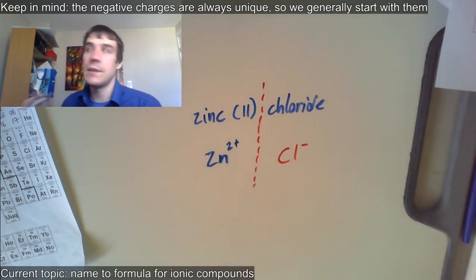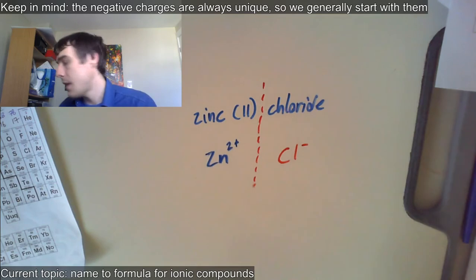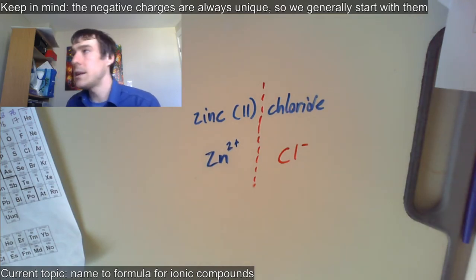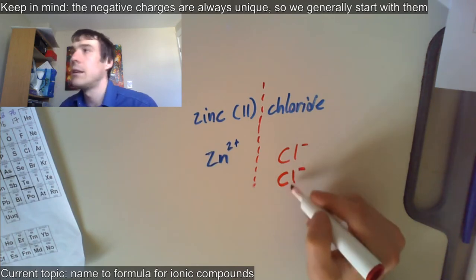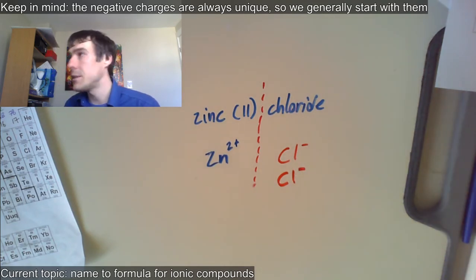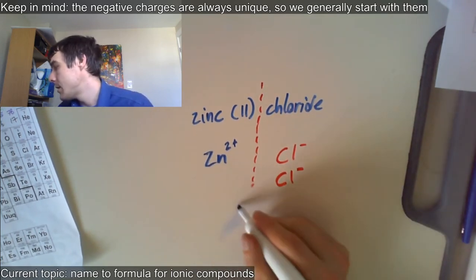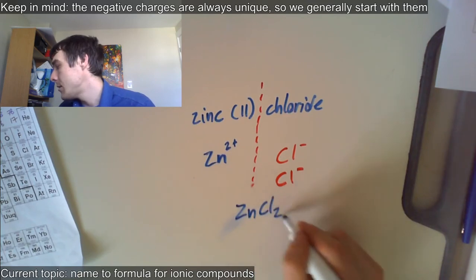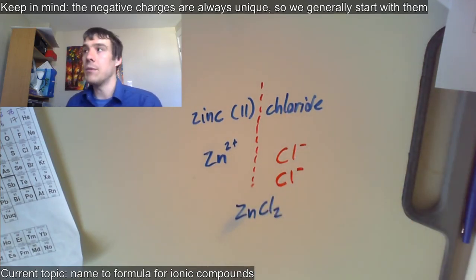Then we proceed with the same logic: I have this many charges on this side, this many charges on this side. I have 2 plus on this side, I have a minus on this side. To reconcile this, all I can do is play with the numbers. I need a second chlorine, Cl minus, on the other side. Together, this is ZnCl2, because there are 2 of these chlorines, and that's reflected in our formula.